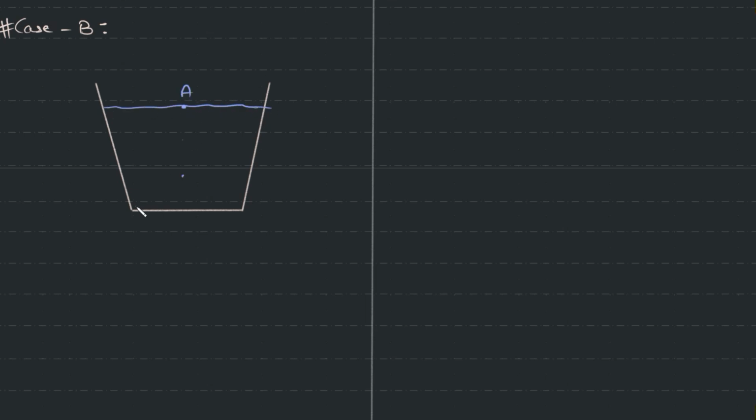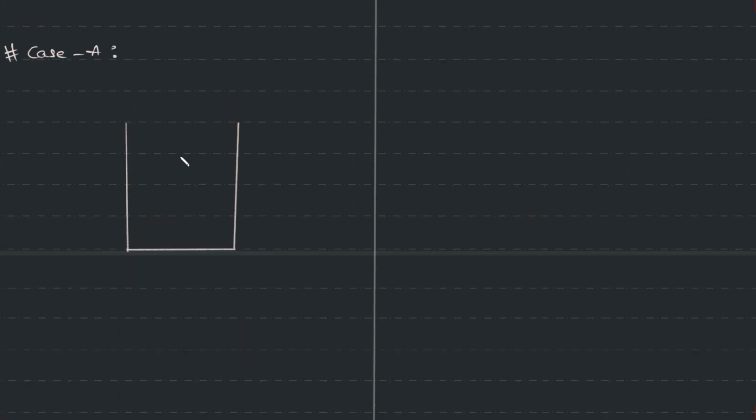This is point A and say this is point B. And 1, 2, 3, point A and point B. It can be anywhere actually. I'm just taking a random set of points. Now, starting with the case of narrow vessel.